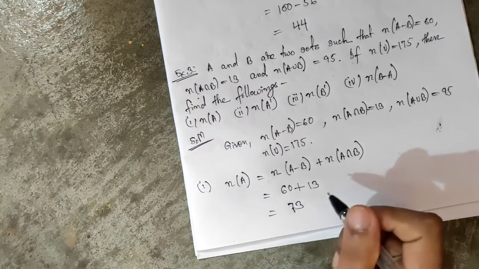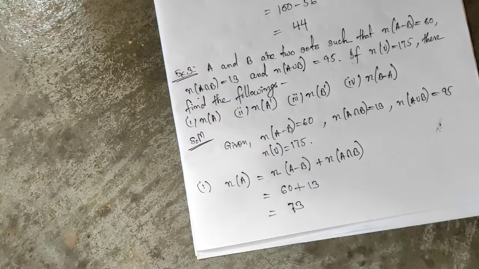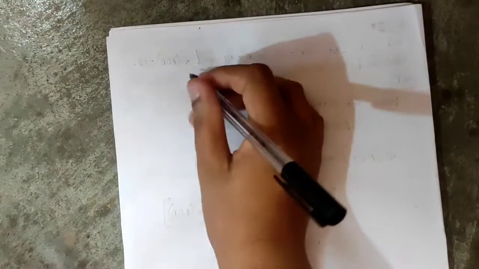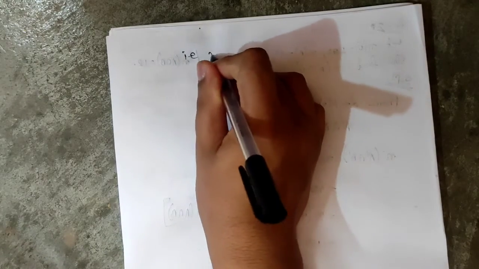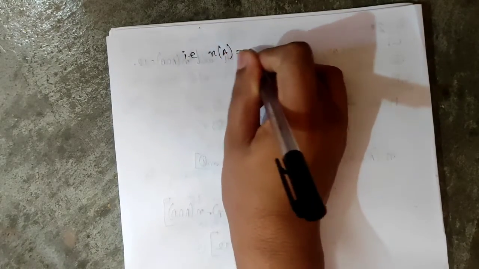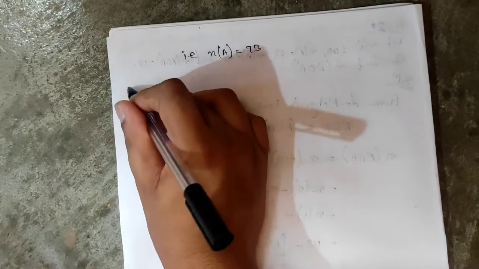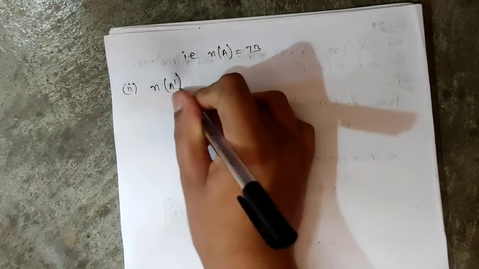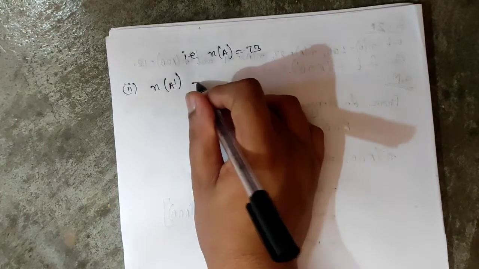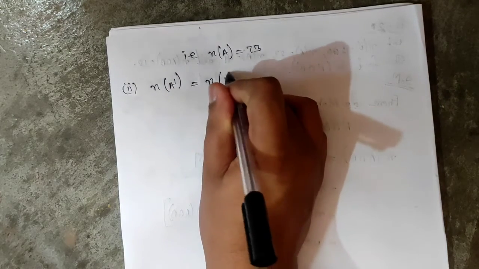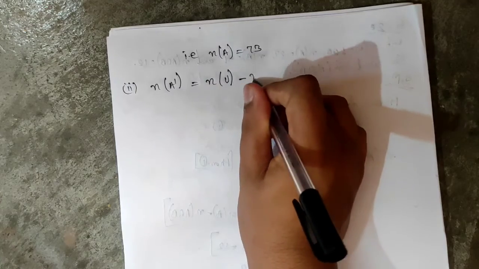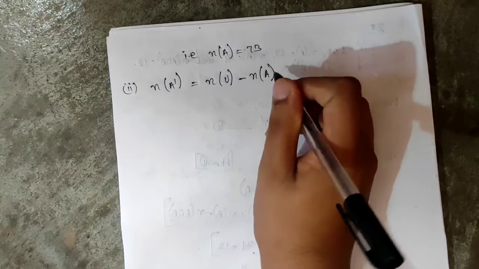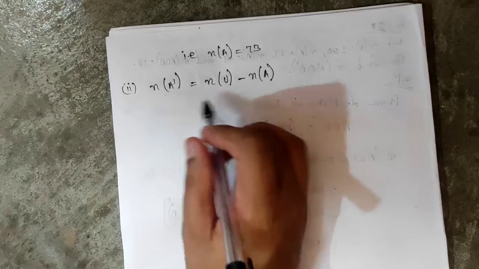So n of A is 73. That is what we have found. Now the second problem is that we have to find n of A complement. We know that any complement we need to find from the universal set. If you take the number of elements in the universal set and subtract the number of elements of A, you will get the number of elements in the complement set of A.